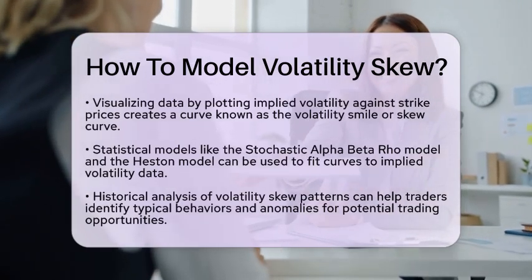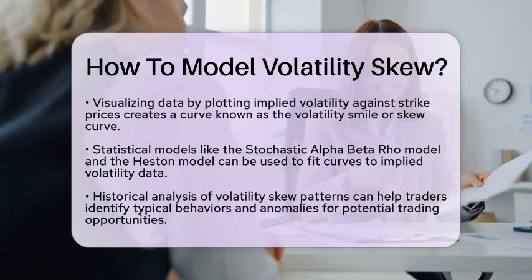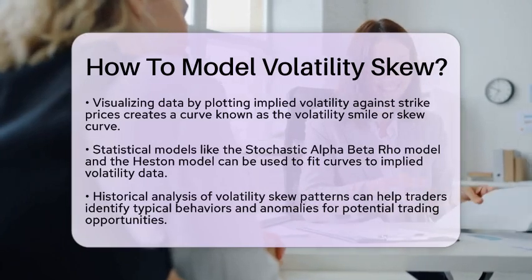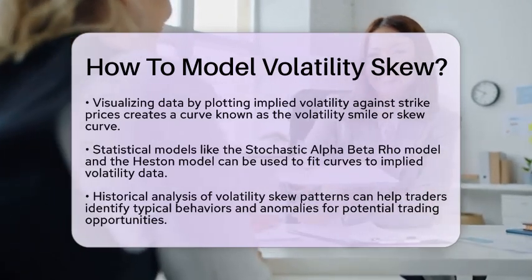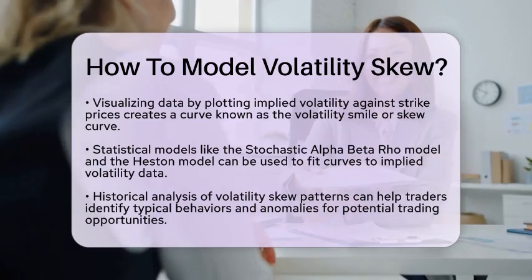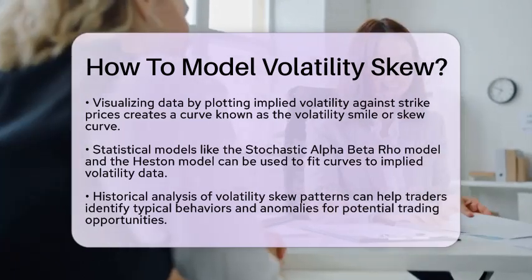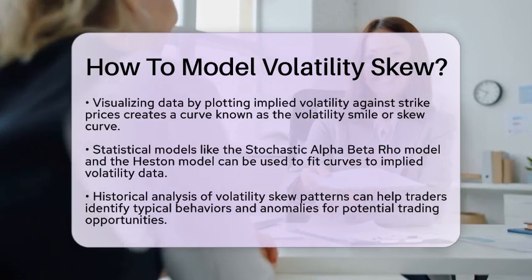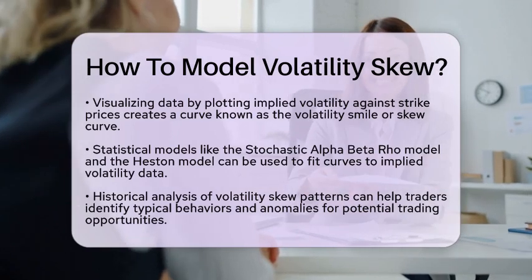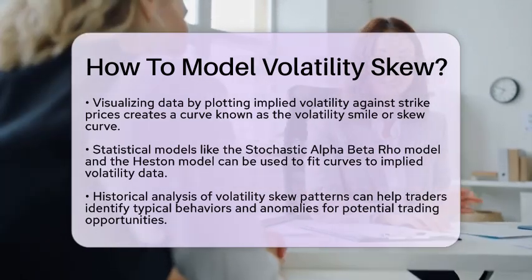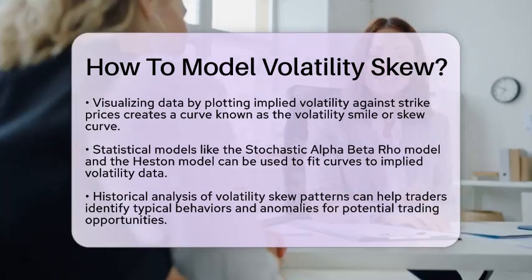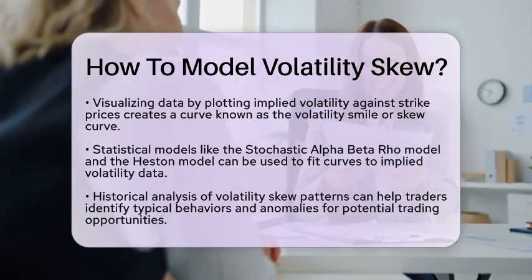Another approach is to use statistical models to fit a curve to the implied volatility data. Common models include the stochastic alpha-beta rho model and the Heston model. These models assist traders in understanding and predicting how volatility skew might evolve over time. Empirical analysis is also useful. By observing historical volatility skew patterns for a specific stock or index, traders can identify typical skew behavior. This can help spot anomalies that may present trading opportunities.